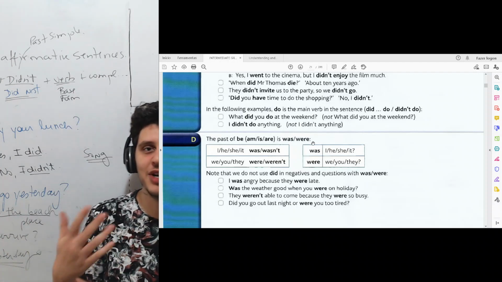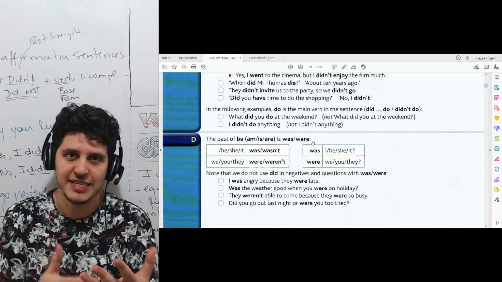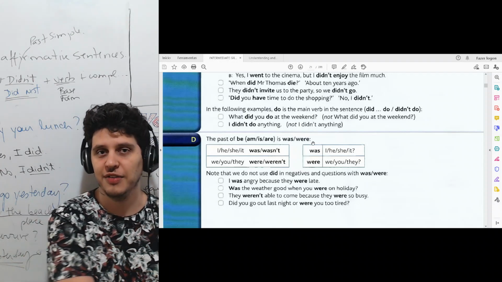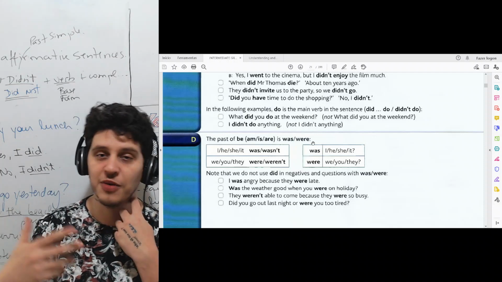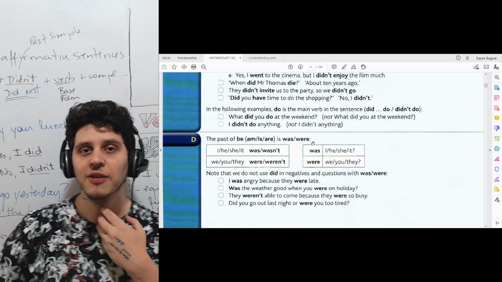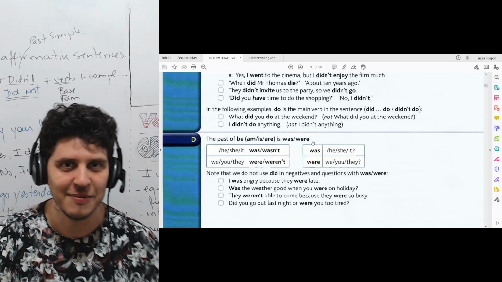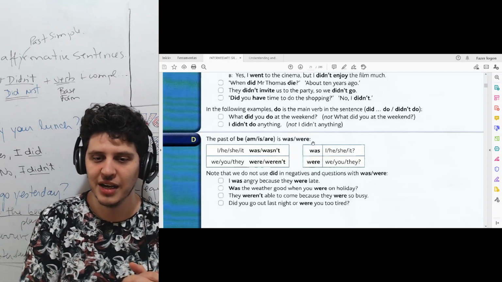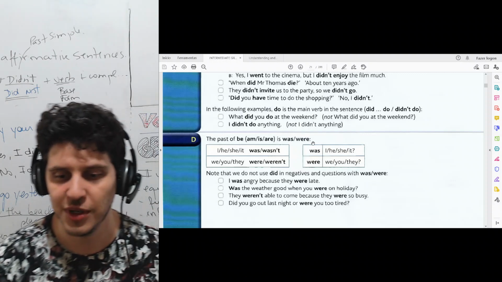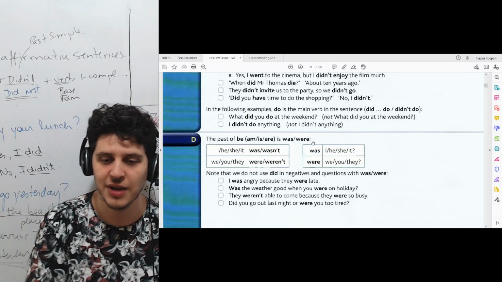As the auxiliary itself works along with all the other verbs as did, with do it also works as did. So if I want to say, o que você fez ontem? What did you do yesterday? Okay, that would be the correct form of it. Here we've got 2 questions. What did you do at the weekend? And I didn't do anything.